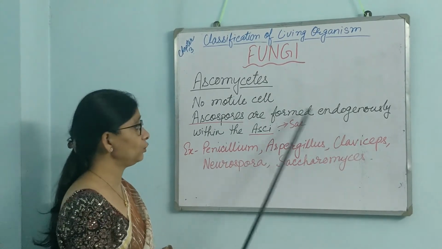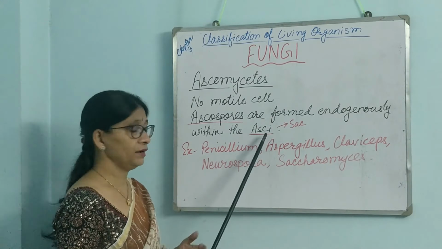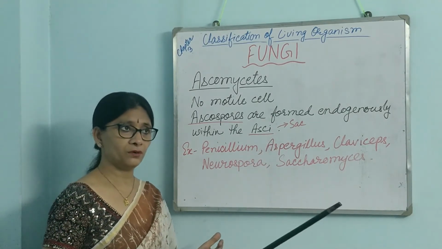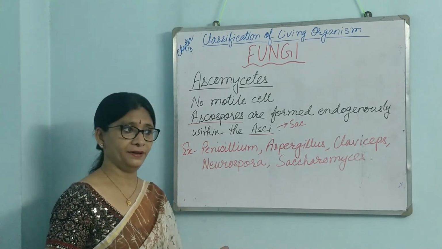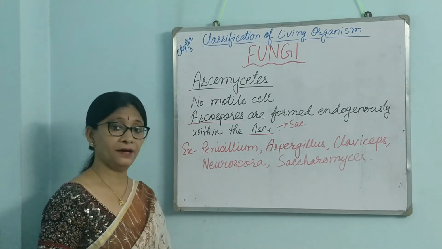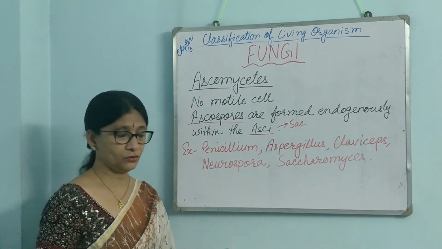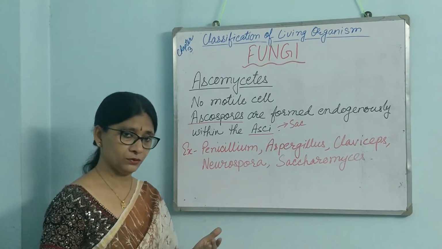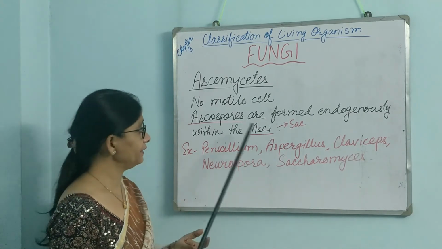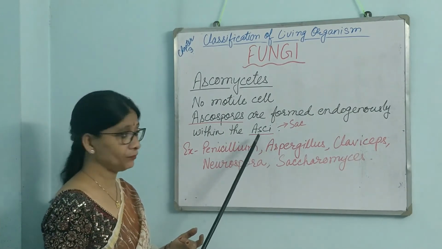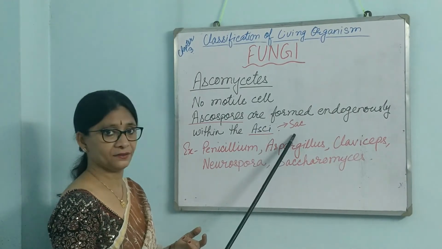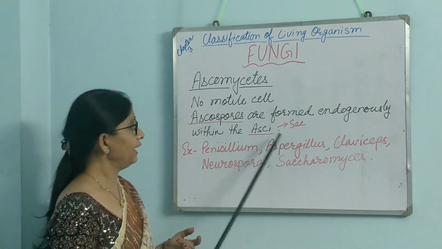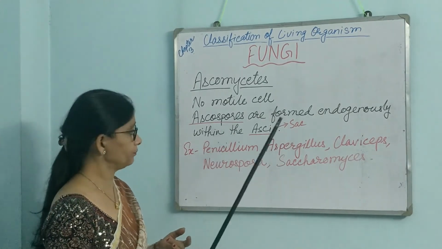Ascospores are formed endogenously within the asci. It's another type of fruiting body. Basically the group fungi has been divided depending on their sexuality and their fruiting body. As we saw in Zygomycetes, they had sporangiospore, and here they have asci. This asci is sac-like. That is why this group is known as sac fungus. It contains ascospores.